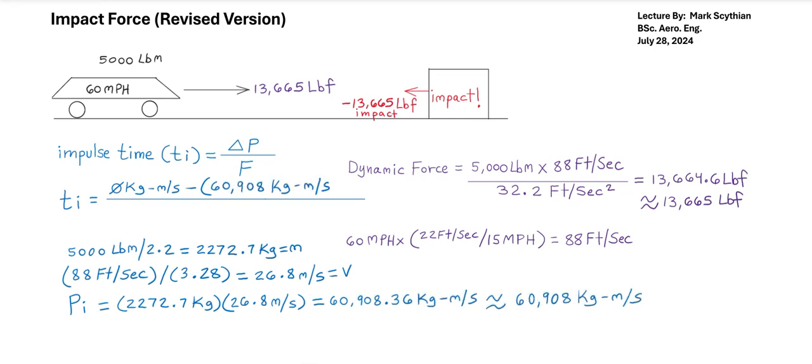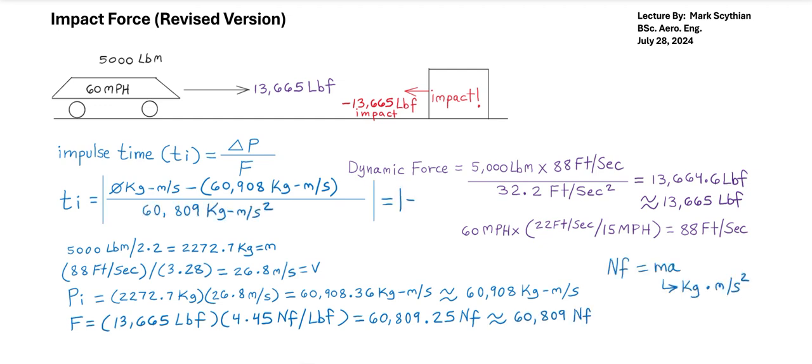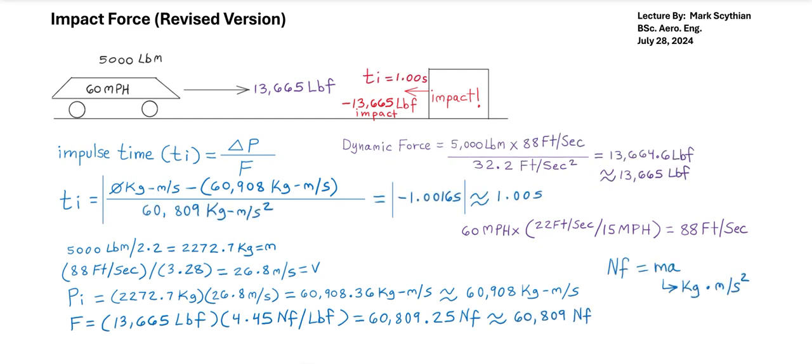So the simplicity of calculating the impact force is observing that the energy is conserved and the force incurred is equal and opposite upon impact. So we can just calculate the dynamic force of the vehicle in motion. In this case, the impact force is equal to the dynamic force, or the 5,000 pound vehicle weight times its final velocity divided into the gravitational acceleration constant in the US system of measure, or 32.2 feet per second squared. So that 13,665 pounds force as a positive value will then incur equal and opposite as a negative value upon impact.